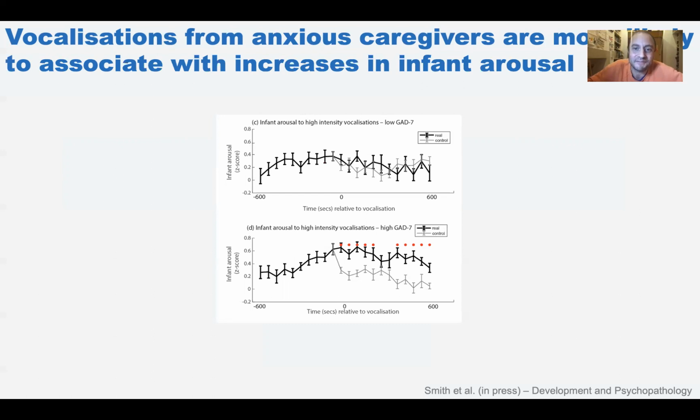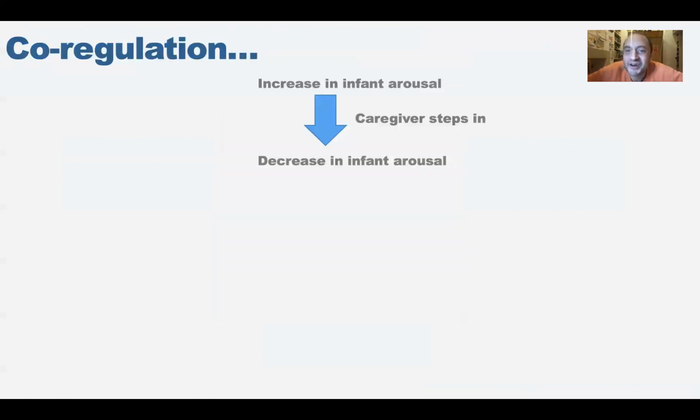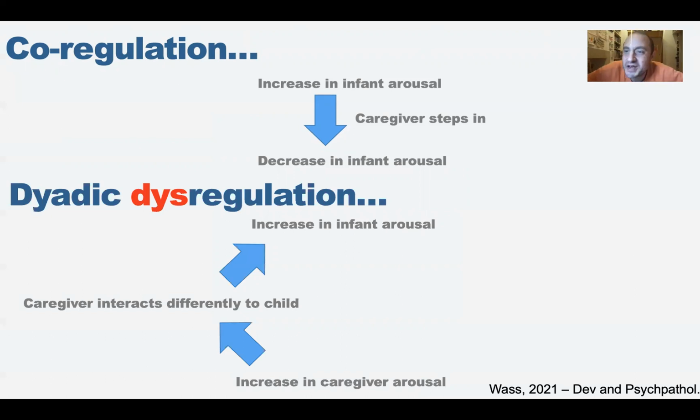Okay. So coming back to these one directional versus two directional arrows that I started with. The traditional models of arousal co-regulation are framed from the point of view of an increase in infant arousal causing the caregiver to step in, which causes a decrease in infant arousal. And here we're talking about something quite different to this. We're talking about dysregulatory dynamics, a different type of dynamical dysregulation.